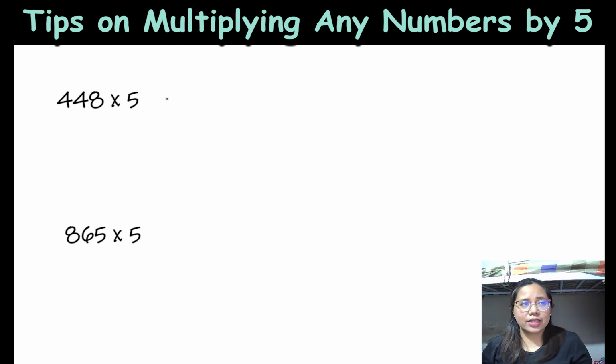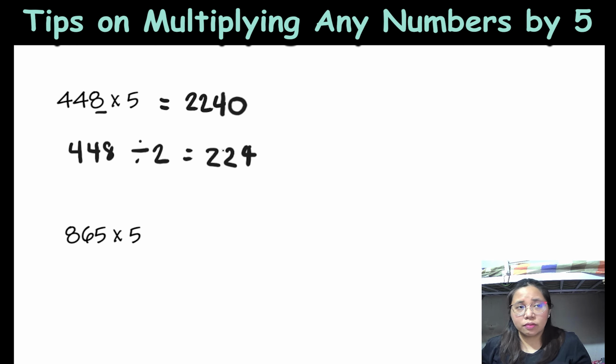Okay, so next example, we have 448 times 5. So, this is an even number. So, same process pa rin ng gagawin natin. So, 448 divided by 2 and we get 224. Okay, so, lagyan natin yung 224 dito and we just add 0 because this is an even number. So, ang sagot natin, 448 times 5, that is 2,240.